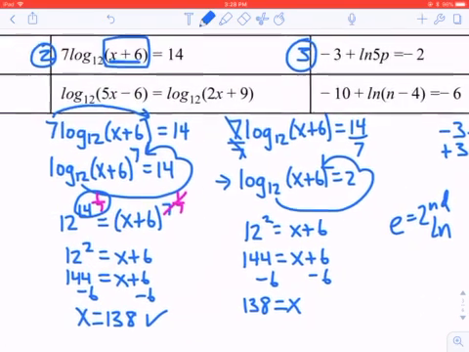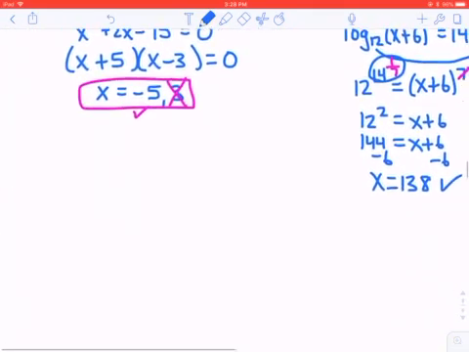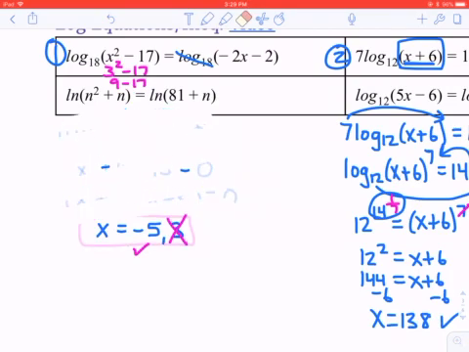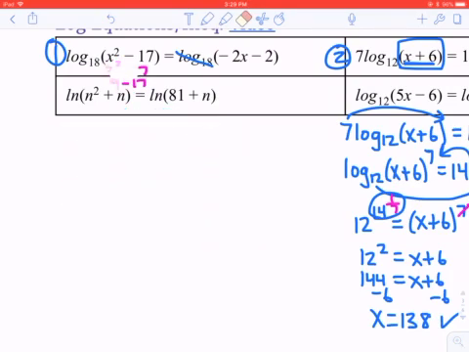Alright, so let's take a look at example 4. I've written over it with example 1, so I'm going to erase to give myself room to write number 4. Alright, so example 4, we have natural log of n squared plus n equals natural log of 81 plus n. So we are allowed to cancel those logs and bring down n squared plus n equals 81 plus n. And then it's a quadratic equation.